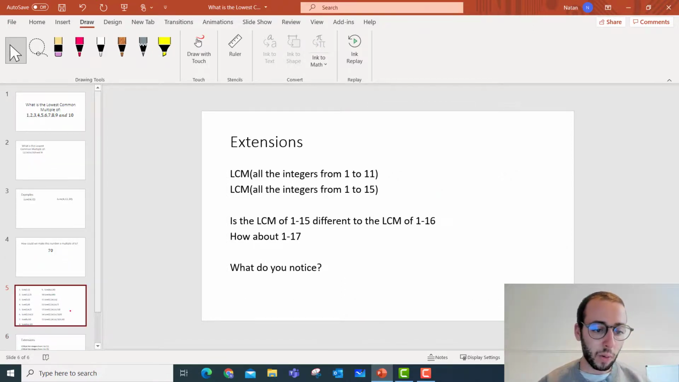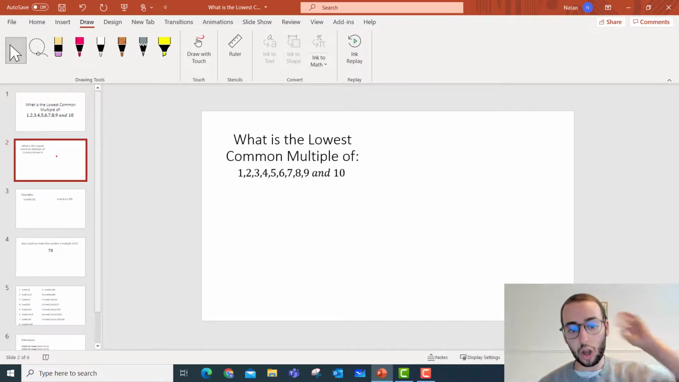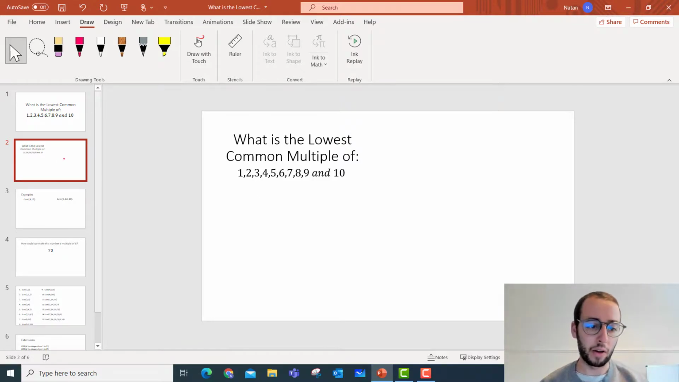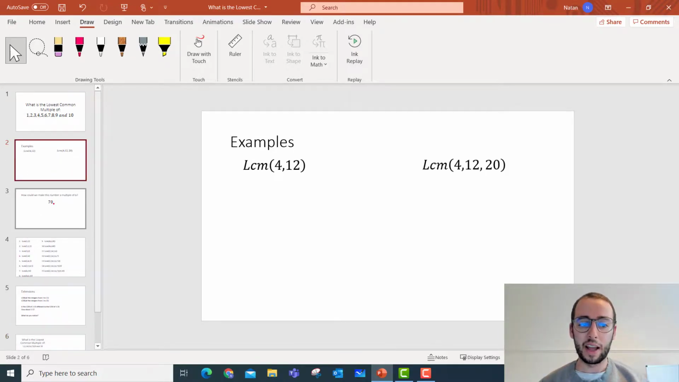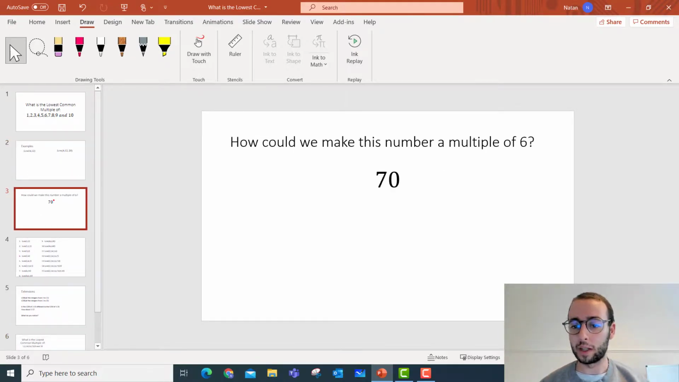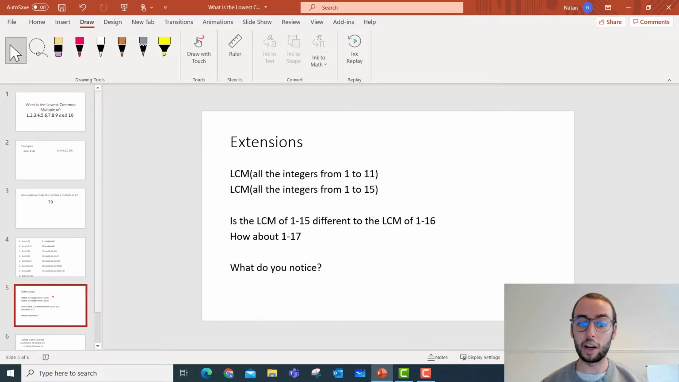Okay, so what we've really done here is we've started with this great question, get kids to think about it. I would suggest actually, if you're doing this in a lesson, I wouldn't go through it now. I'm just talking about how you might go through it. I would start with some smaller examples here. Then think of how we can make this a multiple of 6, breaking it down and then multiplying it. Then get students to do these questions, then look at some extensions.